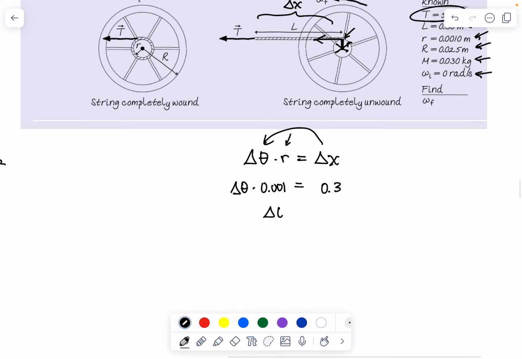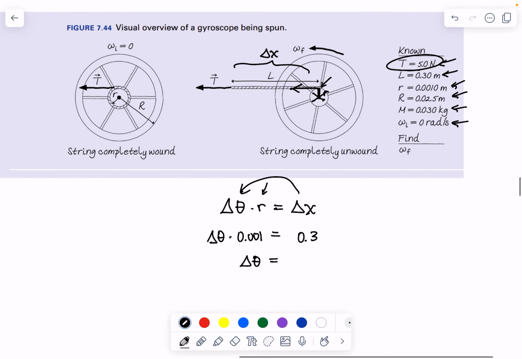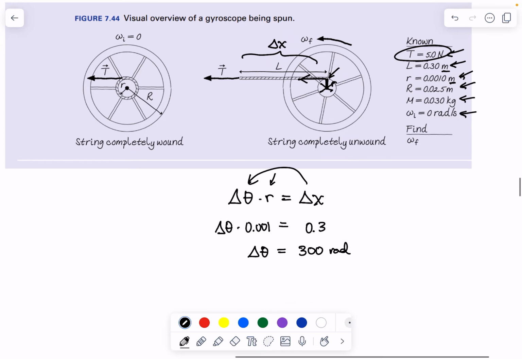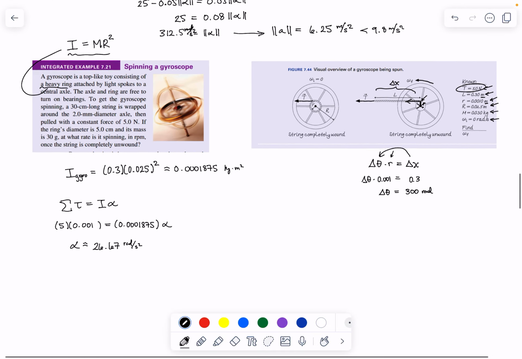So if my string unwinds a distance of 0.3 meters, then that corresponds to an angular distance of 300 radians. That's what we just found out. Make sure you have the same units when you do this, right? These have to be the same, otherwise you are not left with radians. So that's our delta theta.